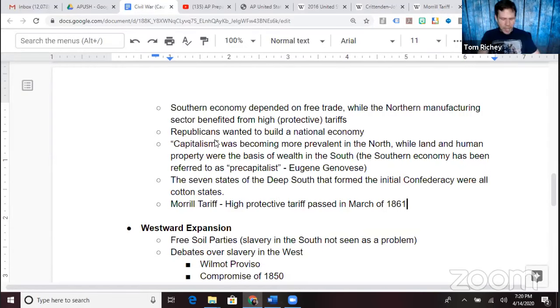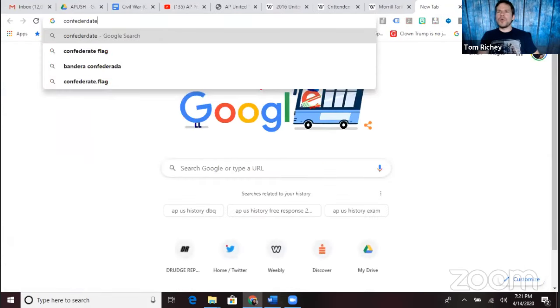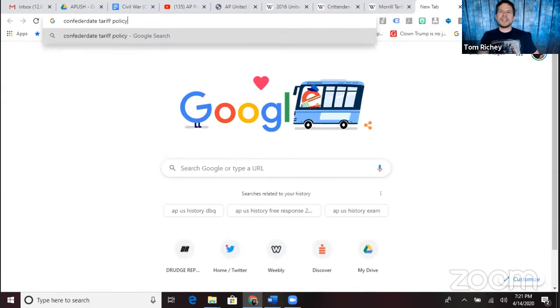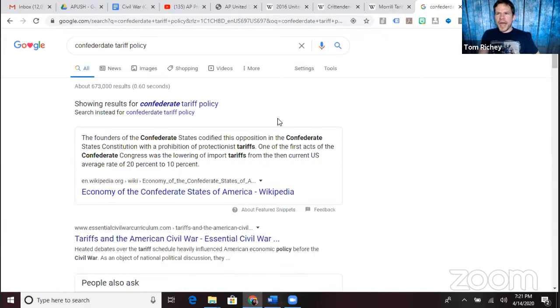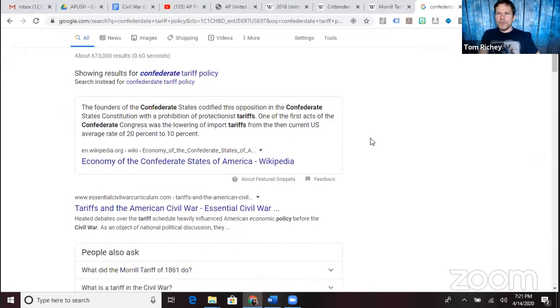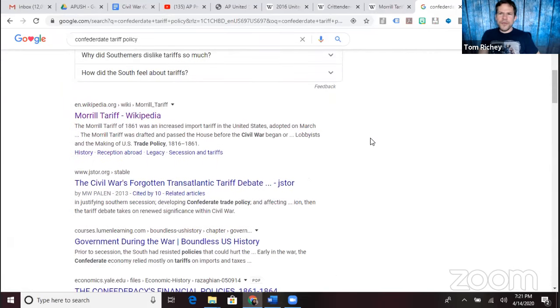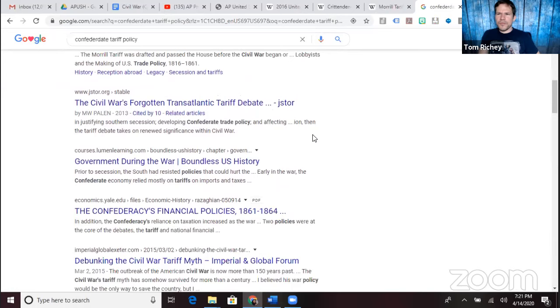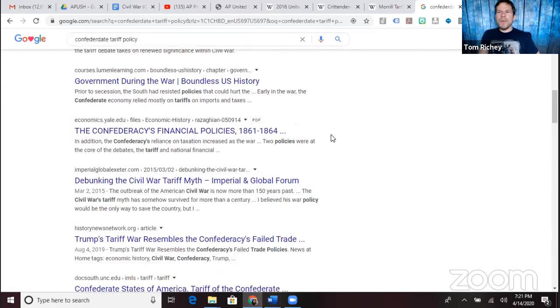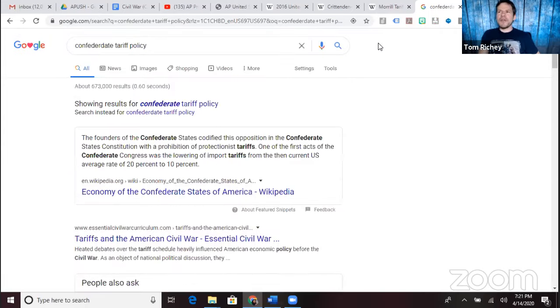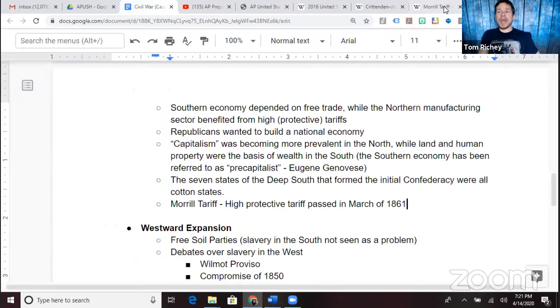When we think about tariffs, I don't have exact numbers here, but the Confederacy had a low tariff.